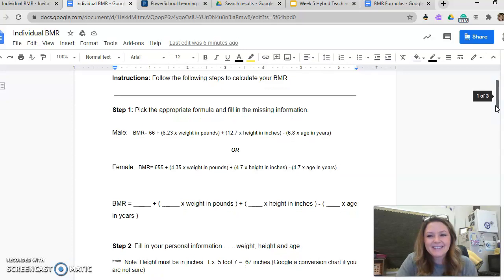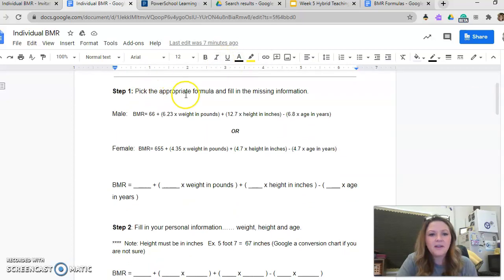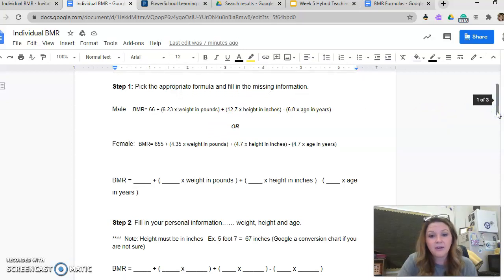All right, so you're going to pick the appropriate formula and fill in the missing information. So, guys, you will do BMR equals 66 plus 6.23 times weight in pounds plus 12.7 times height in inches minus 6.8 times age in years. Now, if you notice by looking at these formulas, you should already have your weight in pounds, height in inches, and your age in years. We should already know that before we get started. If you don't know that, go ahead and pause the video and go find that out right now.